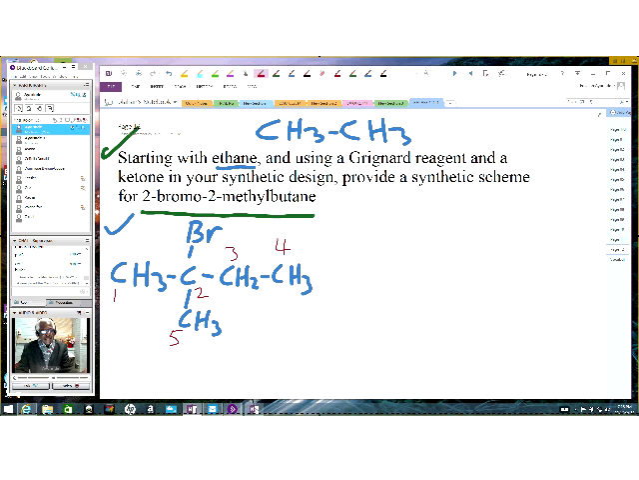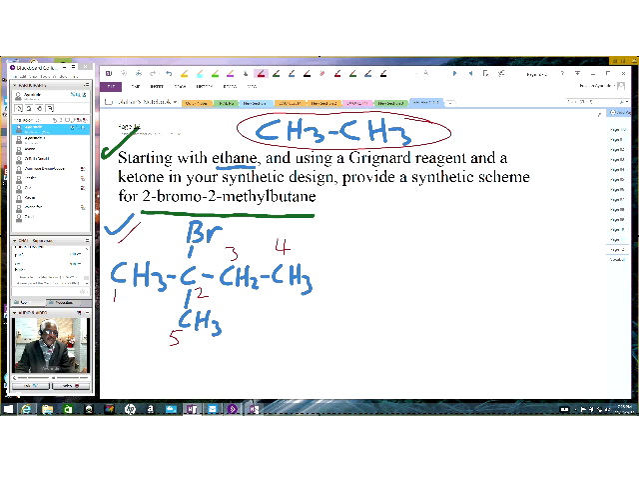Taking a look at the final product that you have to make, the 2-bromo-2-methylbutane, this is where you have to begin to use some critical thinking skills, given the fact that you already know your reagents and what they do. If you take a look at this final product here, can you make an assumption and tell me which of these carbons in this final product will be coming from ethane? Just give me a guess. Give me a good guess.